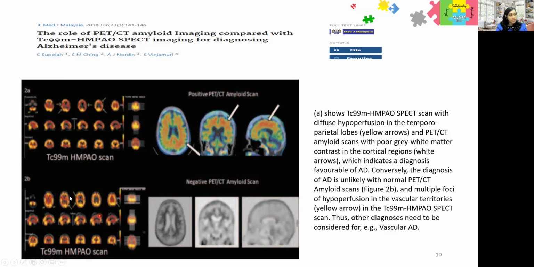As opposed to the patient in panel B, this patient had multiple foci of hypoperfusion on SPECT imaging, as evidenced by reduced perfusion in the frontal region, in the posterior and anterior parietal regions, and temporal regions. However, on the amyloid scan, there was no significant beta amyloid deposition, and this pattern indicated that the patient may more likely have a vascular type of dementia.